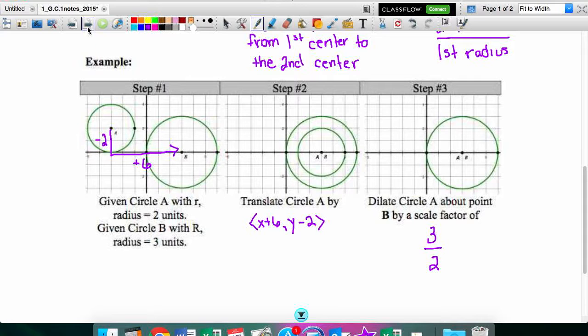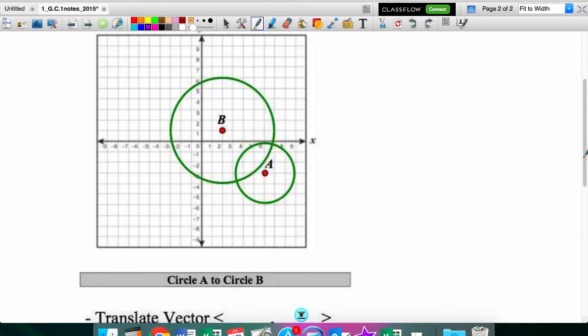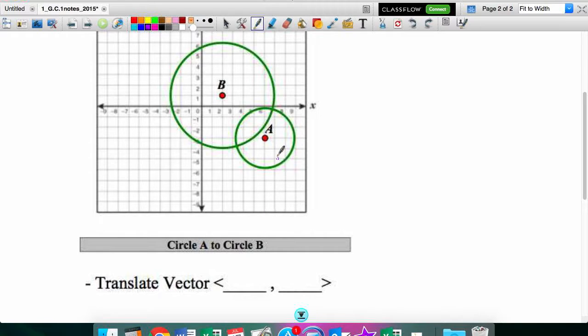We're going to take a look at one more example of determining our translation vector and our scale factor. Here we have two circles, and our directions say to find the translation vector and scale factor which translate from circle A to circle B. So circle A is our first circle, and circle B is our second circle. To find our translation vector, we're going to move from A to B. So we have to think about how we get from this point A to our new center point B. It looks like I'm going to horizontally move backwards and then vertically up. I'm going back 1, 2, 3, 4 spaces, so that's a -4. And I'm going up 1, 2, 3, 4 spaces. So my translation vector is going to be x minus 4 and y plus 4 for the vertical.